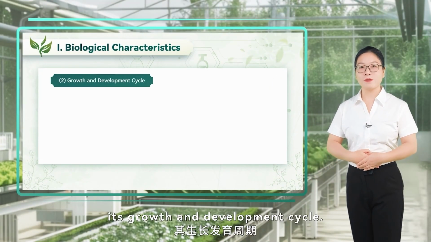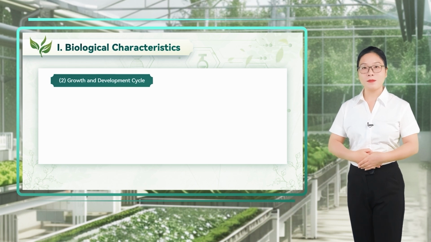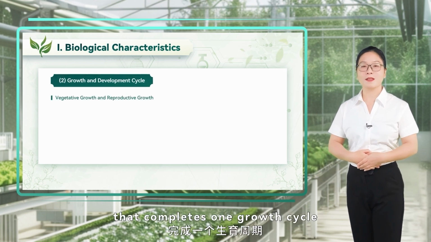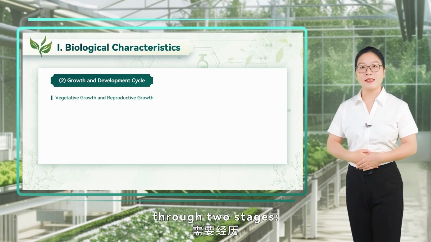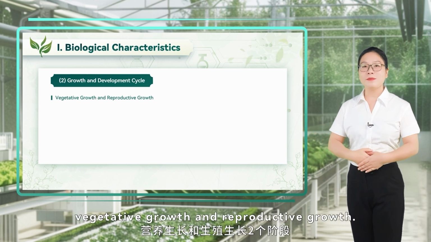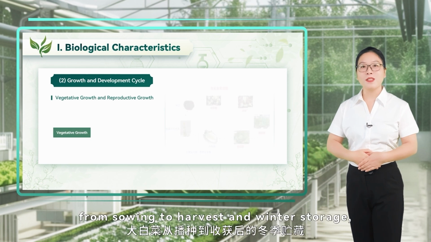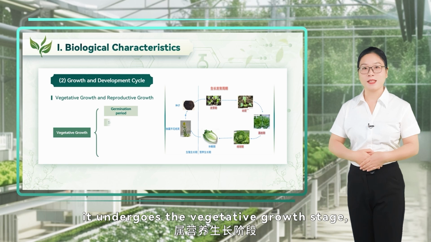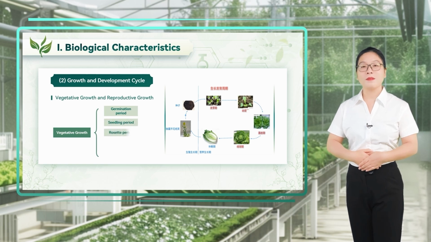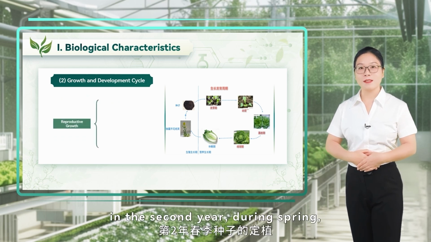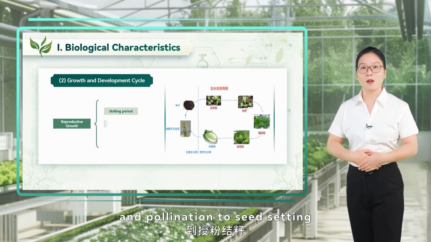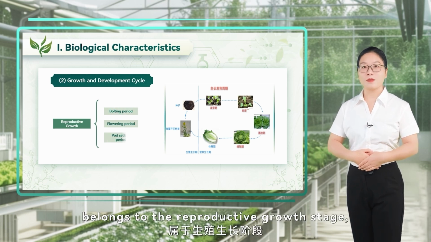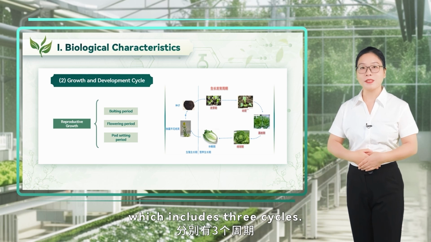Now let's understand its growth and development cycle. Chinese cabbage is a biennial plant that completes one growth cycle through 2 stages: vegetative growth and reproductive growth. In autumn, from sowing to harvest and winter storage, it undergoes the vegetative growth stage, which includes 5 cycles. In the second year, during spring, the seed planting from bolting to flowering and pollination to seed setting belongs to the reproductive growth stage, which includes 3 cycles.